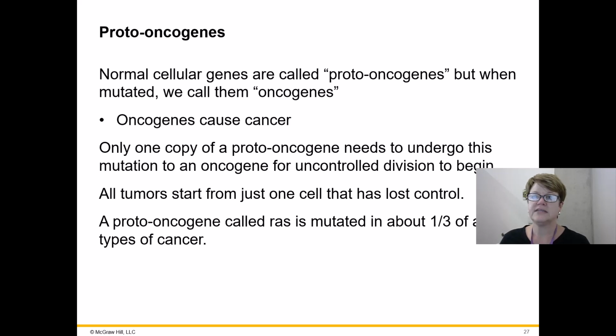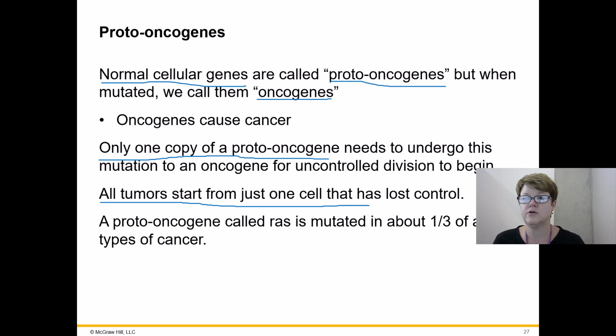Okay, everybody has proto-oncogenes. These are normal genes in your cells, and we call them proto-oncogenes because they're normally controlling the checkpoints. They're encoding the proteins which control the checkpoints. But when those genes get mutated, we change the name and we call them oncogenes. And oncogenes means cancer genes. And so you only need one mutated proto-oncogene that becomes an oncogene to start that one cell into uncontrolled cell division.